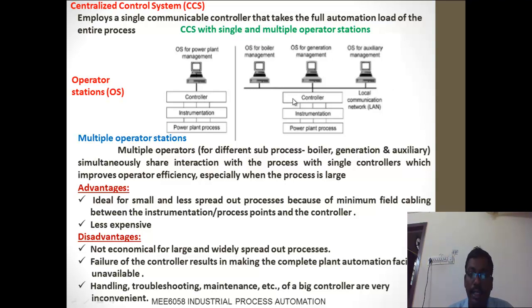So for that, what is a big controller? Okay. What happens if any troubleshooting or maintenance is happening, you have to shut down the systems. If any troubleshooting or maintenance is happening in the controllers, it's very difficult to monitor the entire process. And it's not suitable for the large process. That means if you're having n number of subsystems, more than 1024 subsystems or more than 200 subsystems, it is not advisable to go with the centralized control systems.